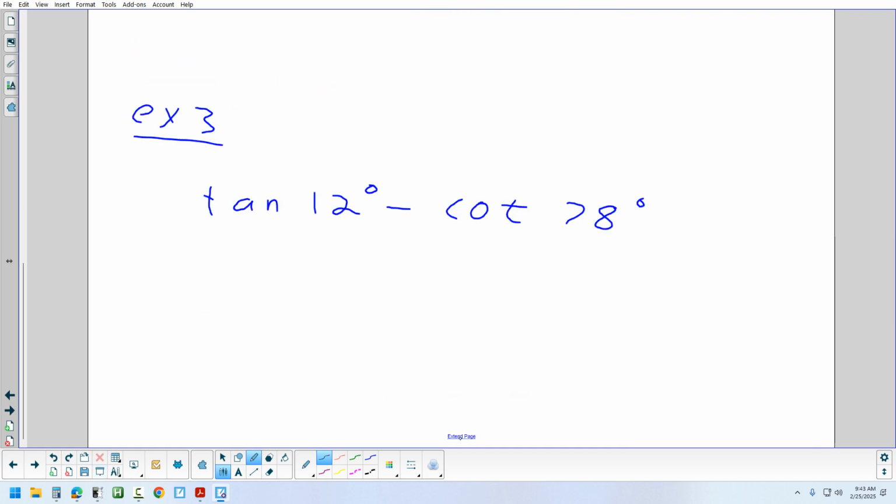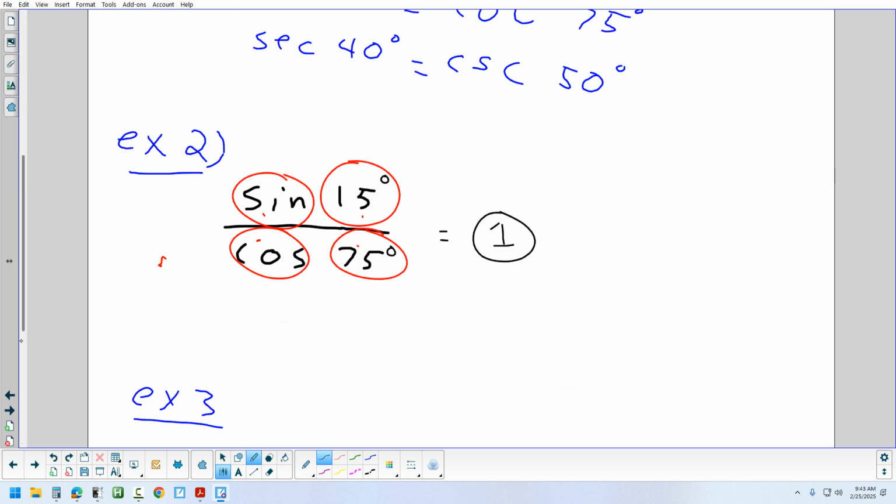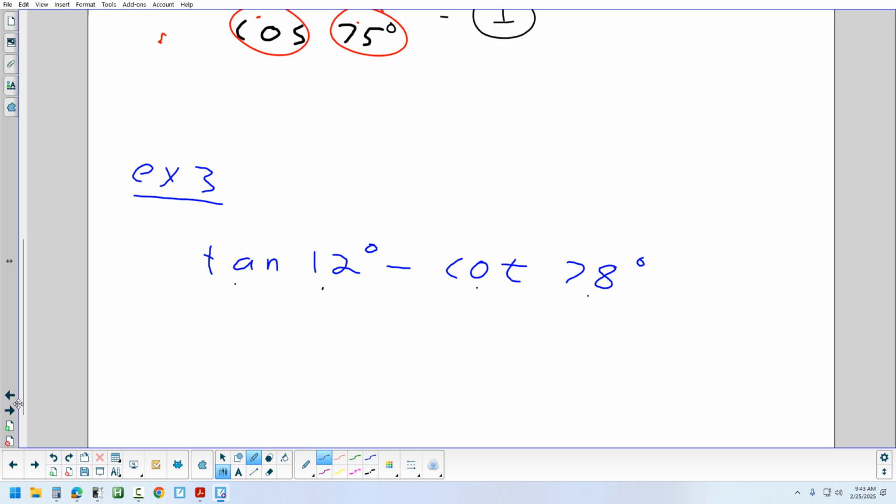Okay. We've got tangent, cotangent, 12 and 78. Tangent and cotangent are co-functions. 12 and 78 are complementary. So we have co-functions of complementary angles, which means the two expressions are equal. So what would you get when you subtract two things that are equal? 0. Yep.